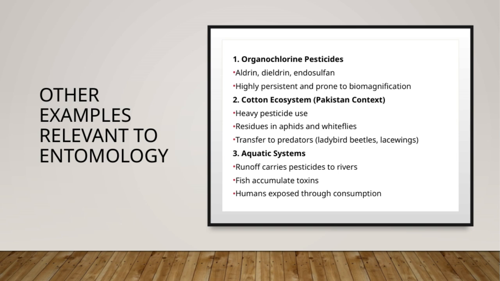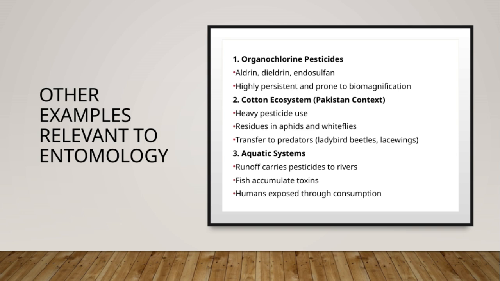Let's take a closer look at organochlorine pesticides like aldrin, dieldrin, and endosulfan. These chemicals are highly persistent in the environment, meaning they don't break down easily. In fact, they tend to accumulate in living organisms, a process known as biomagnification, which can lead to higher concentrations as you go up the food chain.